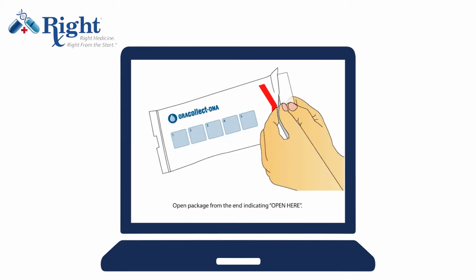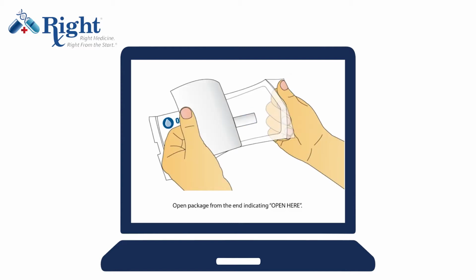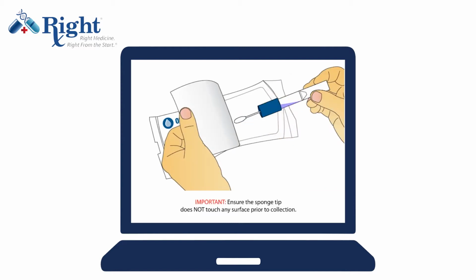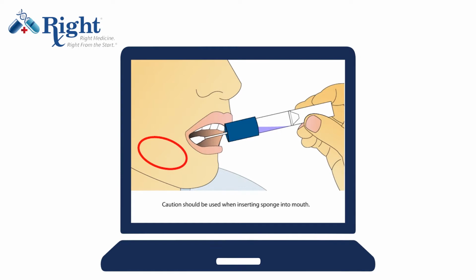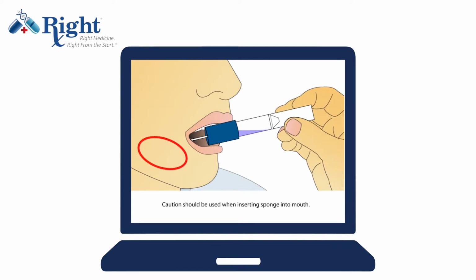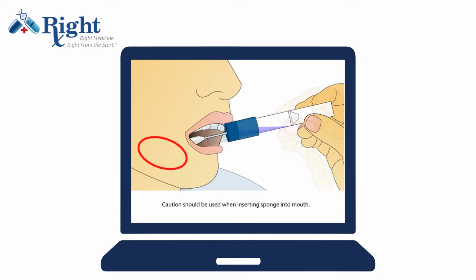Open package from the end with the Open Here arrow. Remove collector by its handle from the packaging. Ensure the sponge tip does not come in contact with any surface prior to collection. Place sponge as far back in the mouth as comfortable. Caution should be used when inserting sponge into mouth to avoid choking.